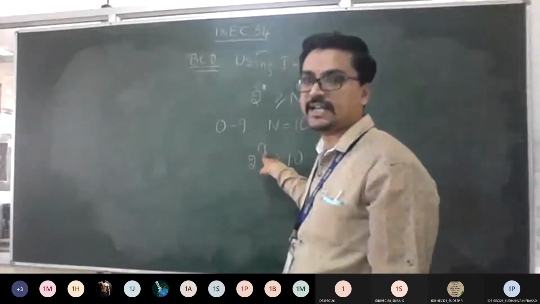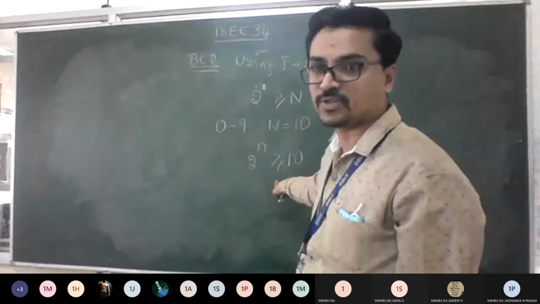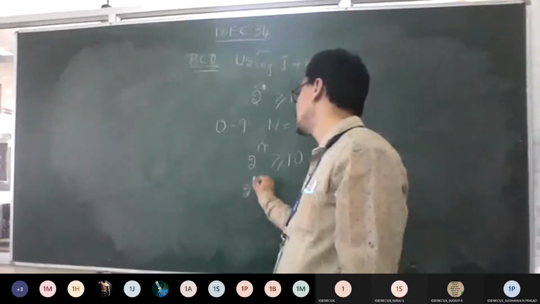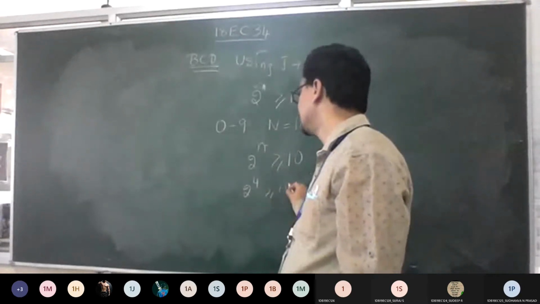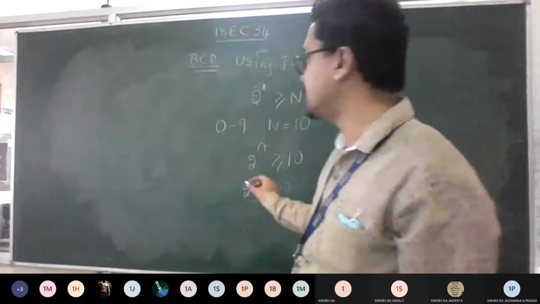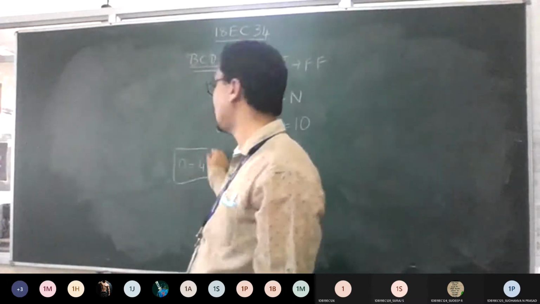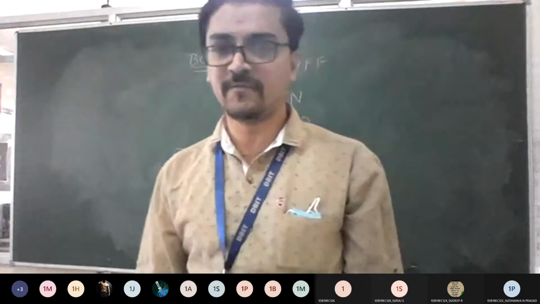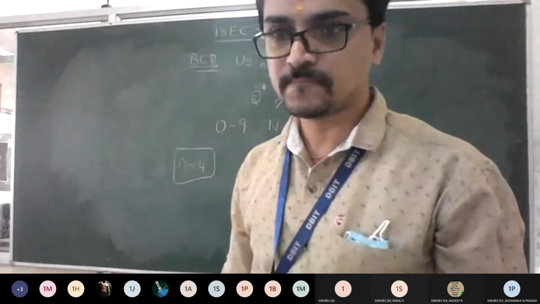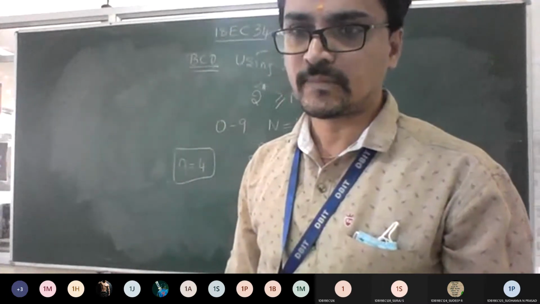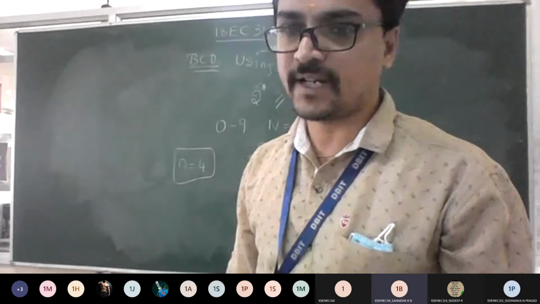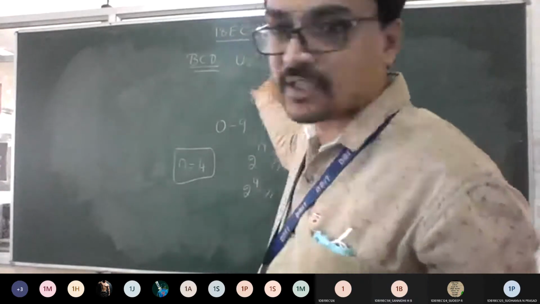If I give 3, you will get 8, and 8 is not greater than or equal to 10. So if I give 4, it becomes 16. So it means small n is equal to 4. Small n indicates the number of flip-flops required. So how many flip-flops are required now? 4 flip-flops. And of which type? That will be given in the question.